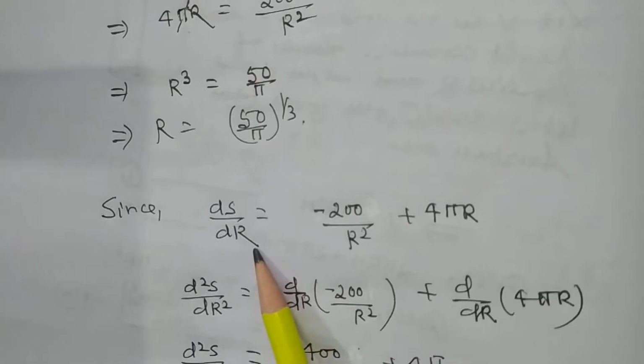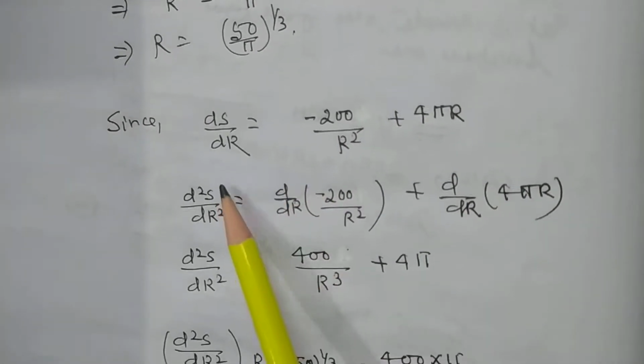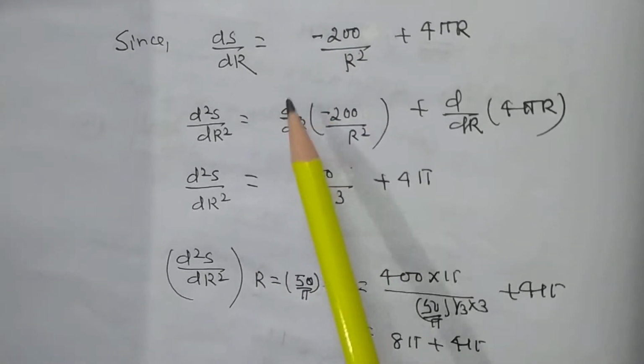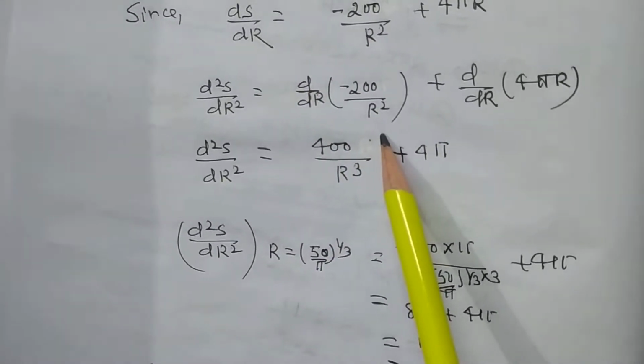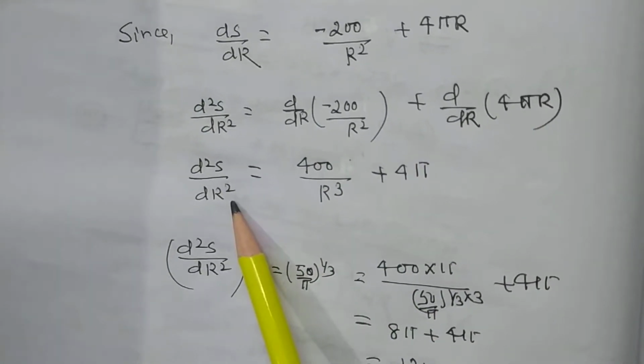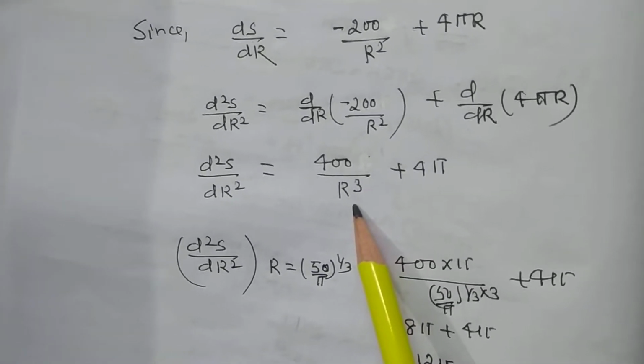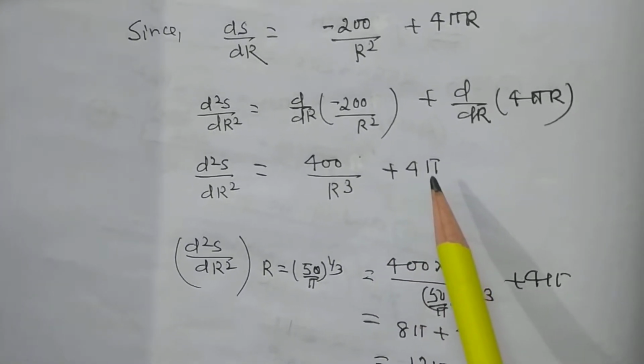Since dS by dR is equal to minus 200 by R square plus 4 pi R, d2S by dR square is equal to d by dR of minus 200 by R square plus d by dR of 4 pi R. So d2S by dR square is equal to 400 divided by R cube plus 4 pi.